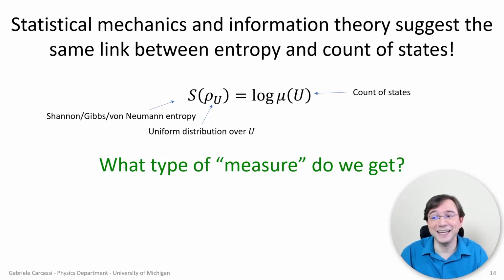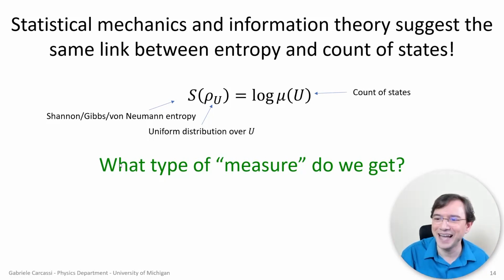As I said, in classical statistical mechanics, you start with the count of states and then you define entropy as the logarithm of the count of states. Here we're going to do the opposite. In quantum mechanics, we don't have the count of states, but we have defined an entropy for uniform distribution, and we use that to define the count of states. And we see what we get. Are we going to get something that makes sense, or are we going to get something that is totally meaningless?